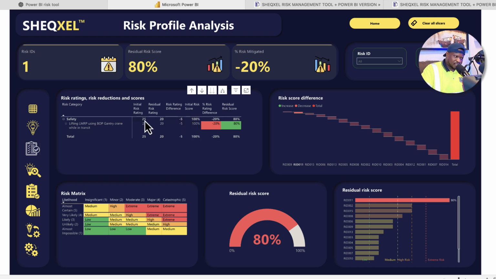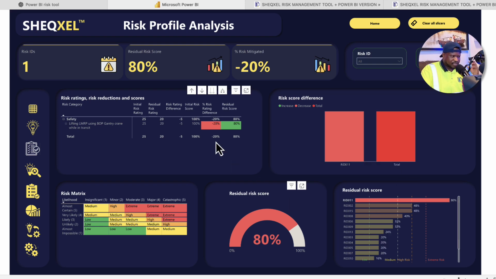The initial score, the rating, which is 25, divided by the maximum, which is 25, is giving us 100% score. And then the reduction is 20%. The residual risk is 8%. That's exactly what we have there. So that's the most significant risk we have within our organization. So that's how we can have a risk profile. You can tell what is the most significant risk.